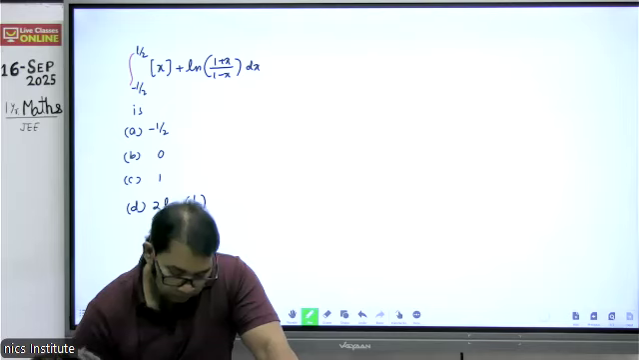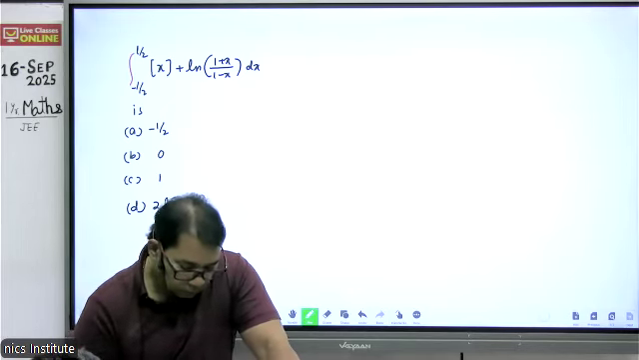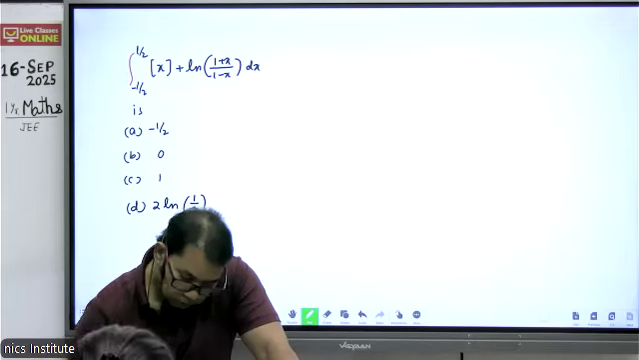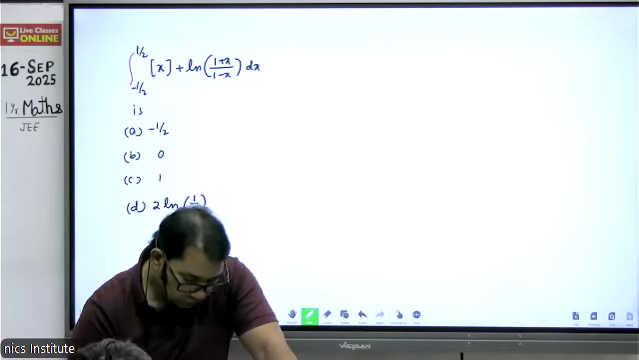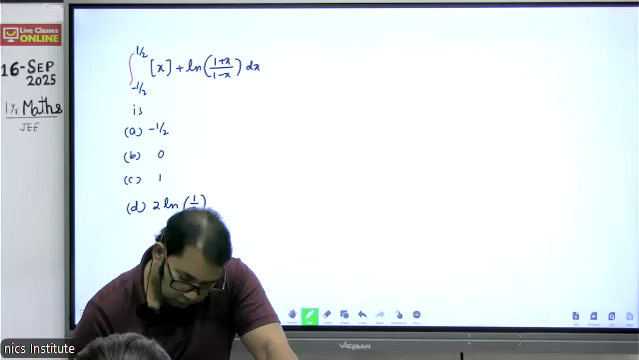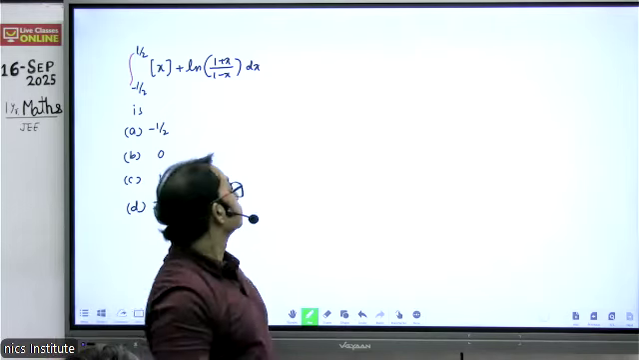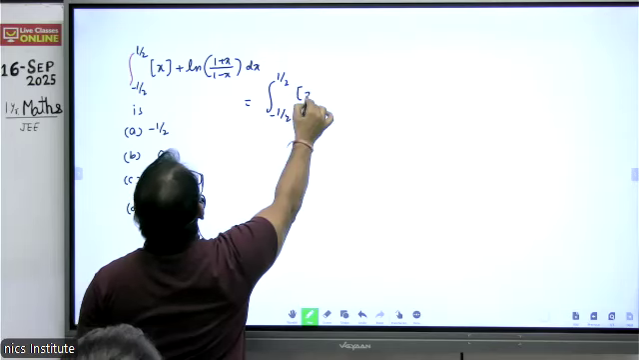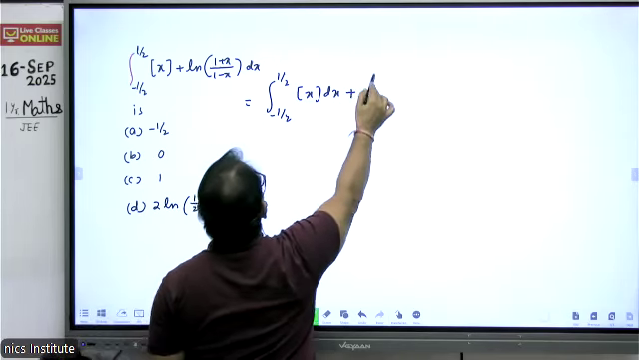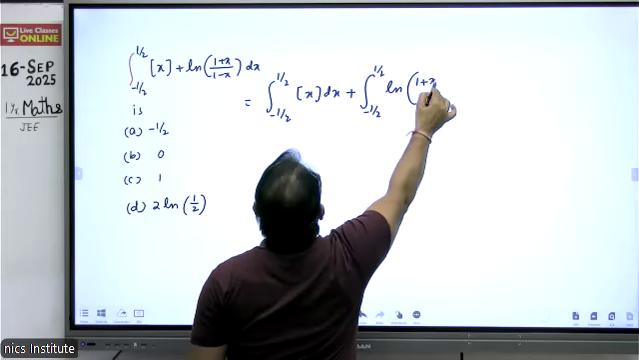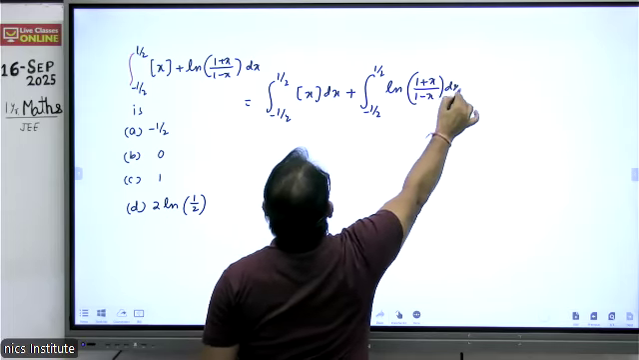Done? Break the integral in two parts. Now, is ln of (1 plus x) over (1 minus x) an odd function or an even function? Is it neither?